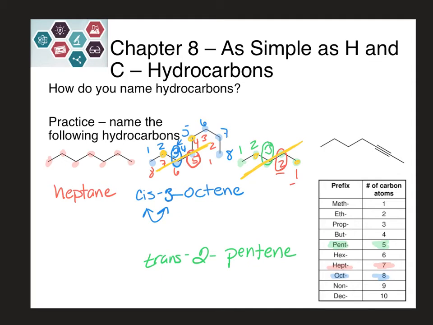Then for the last example, we've got 1, 2, 3, 4, 5, 6, 7 carbons. So the prefix for 7 again is hept. So we've got heptyne this time. So YNE because of the triple bond. Again, we need a location. And here it's pretty easy to see that the triple bond is further to the right. So that's where I'm going to start numbering. And it puts the triple bond starting on number 2. So we've got 2-heptyne. And triple bonds don't have cis or trans because they are linear. So 2-heptyne is the final answer.